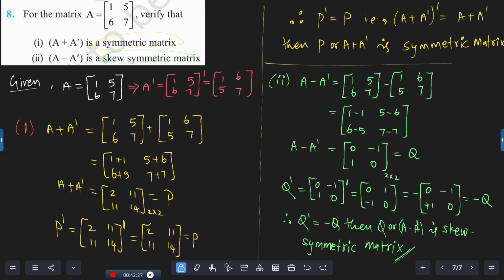This is already based on theorem number 1, which we discussed in one of the videos yesterday. Theorem 1 says A plus A dash is symmetric and A minus A dash is skew symmetric. Theorem 2 says they will be multiplying 1 by 2 along with this, and that is also symmetric and skew symmetric. That we will see in the next question, in the next video. Right, children?